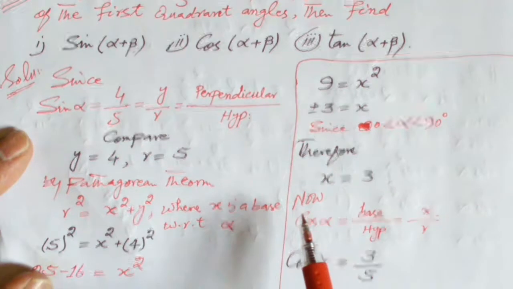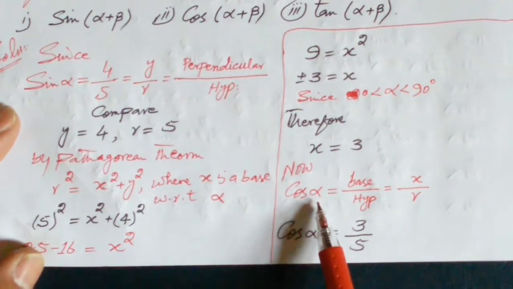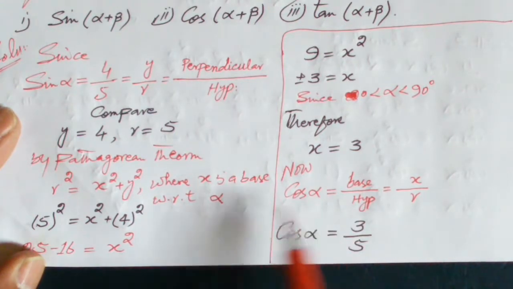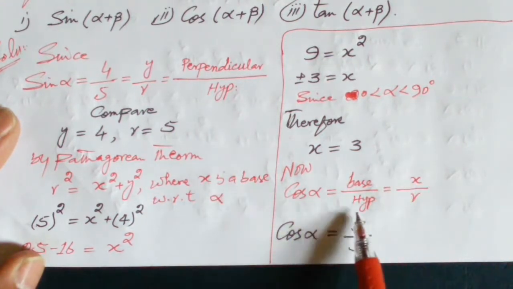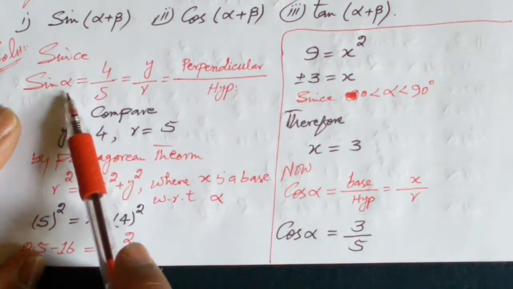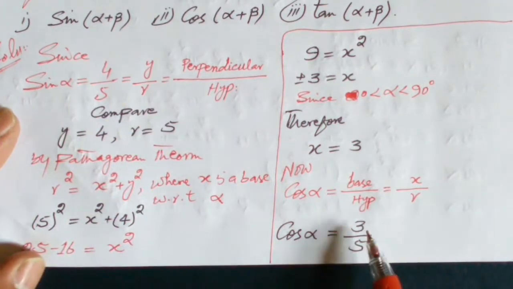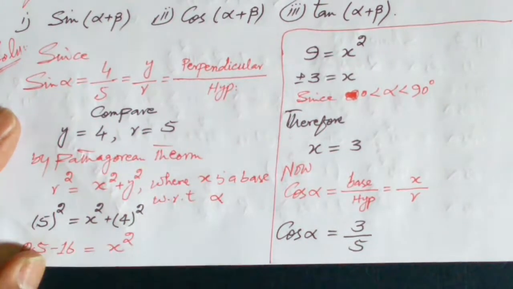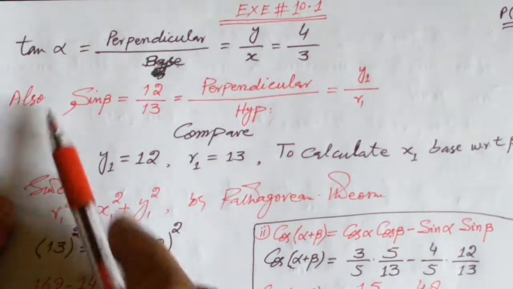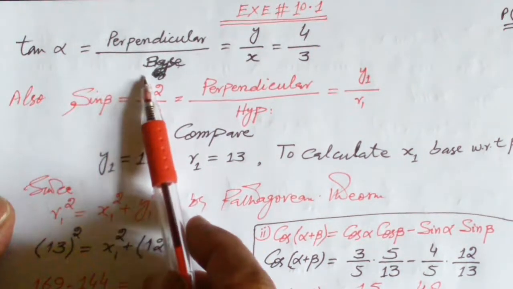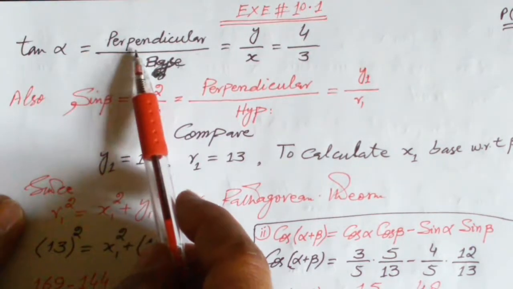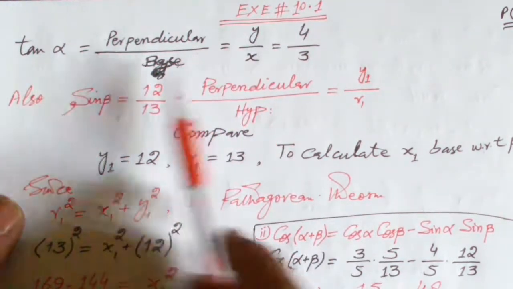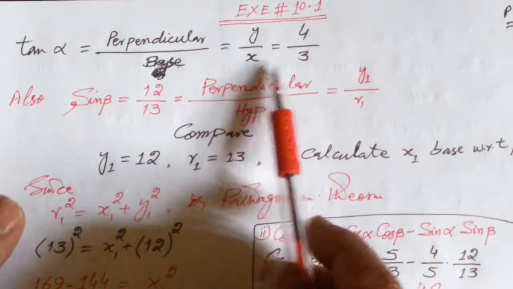Now we can easily calculate cos of alpha. So cos alpha is equal to base divided by hypotenuse with respect to alpha. With respect to alpha, base is x and hypotenuse is r. Substitute the value of x and r. X is equal to 3 and r is equal to 5. Now tangent of alpha is equal to perpendicular divided by base. Tangent of any angle is equal to perpendicular divided by base. With respect to alpha, perpendicular is y and base is x. Y is equal to 4 and x is equal to 3.